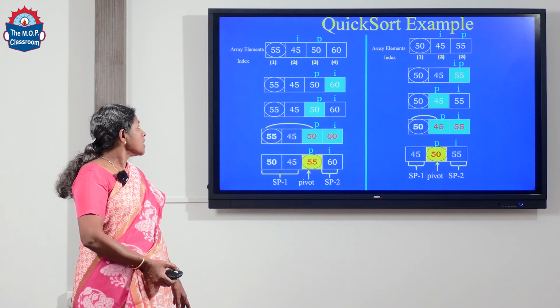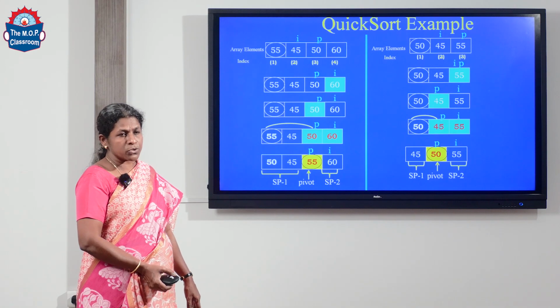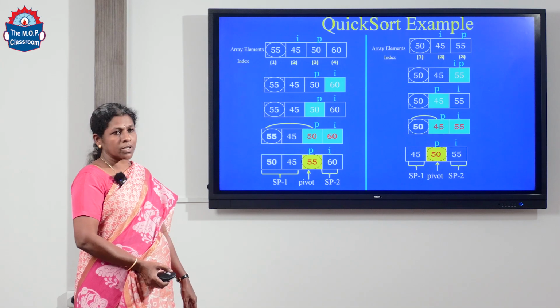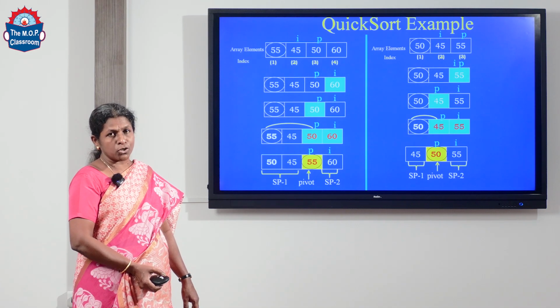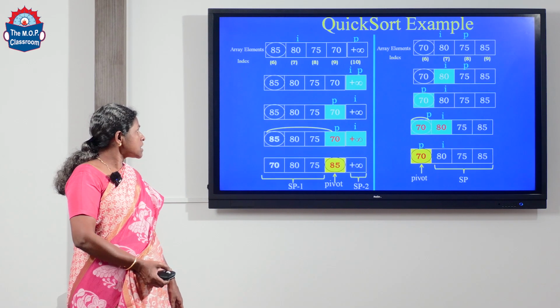So, the sorting process is repeated until 55 has occupied its correct place. On the right hand side, if you see, we have taken 50, 45, 55 and we are sorting it. Once again 50 has occupied its correct place. The problem is divided into two sub-problems. Both sides have only one element, so it is sorted. Now, this is the left side, right?